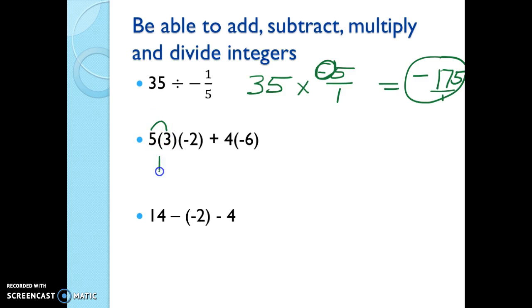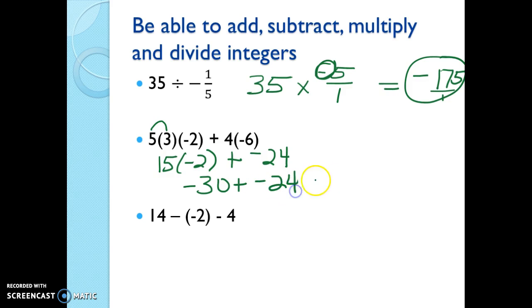5 times 3. Both of those are a positive value, so our answer there is going to be positive. 4 times -6 is -24. 15 times -2 is a -30. It's a -30 plus a -24, -54.